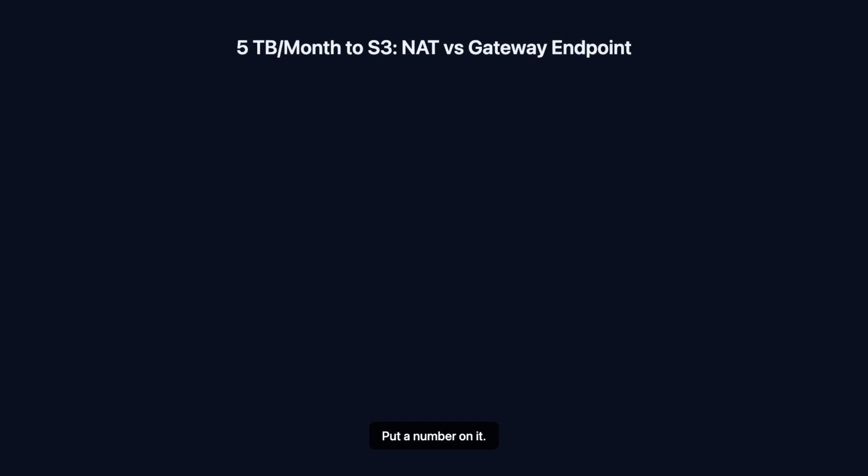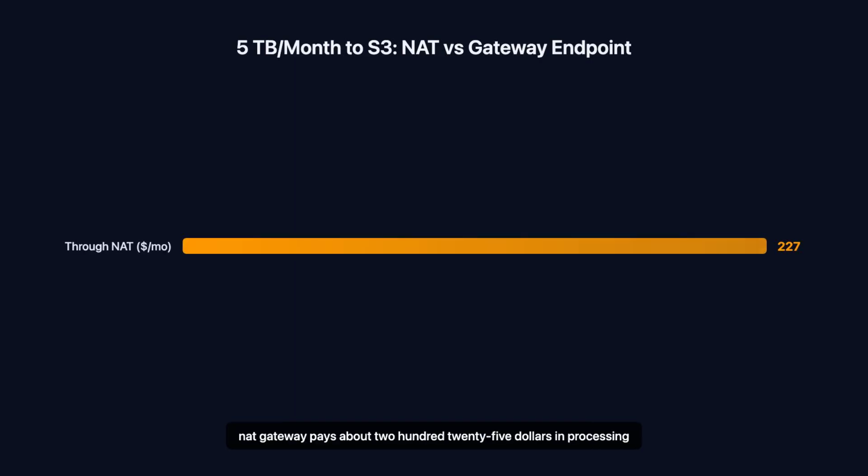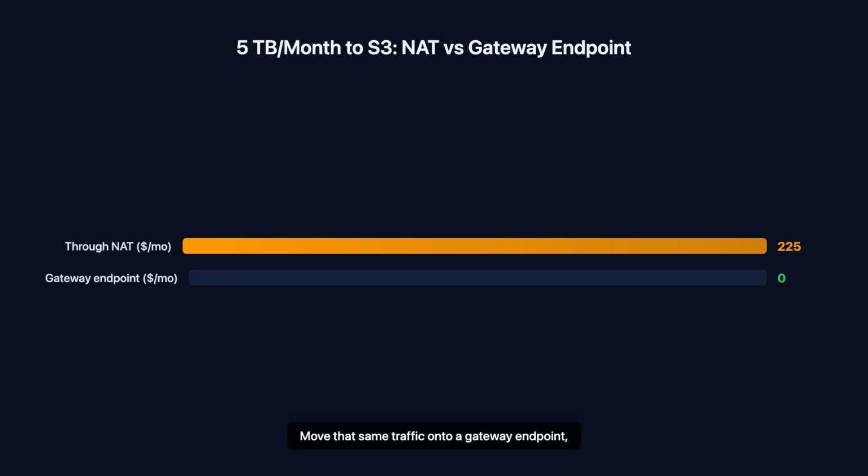Put a number on it. A VPC routing 5 terabytes a month to S3 through a NAT gateway pays about $225 in processing fees. Move that same traffic onto a gateway endpoint and the cost is 0. Same destination, same data, same performance. The only thing that changed was the path.